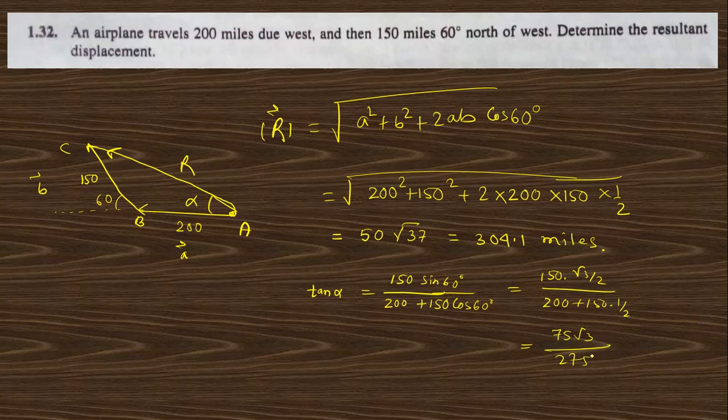This is nearly alpha, which is tan inverse of this. This is nearly 25 degree 17 minute. This is north of west. From west, this is towards the north. So this is north of west. Okay, I think this question is clear.